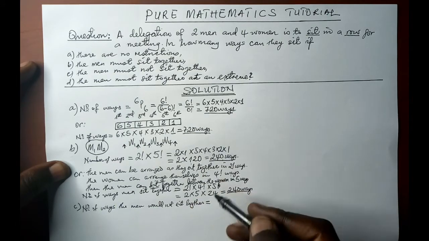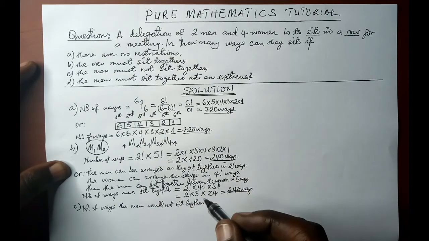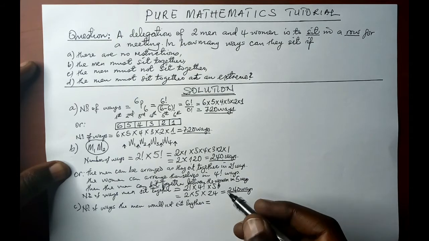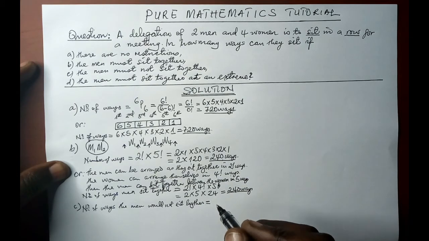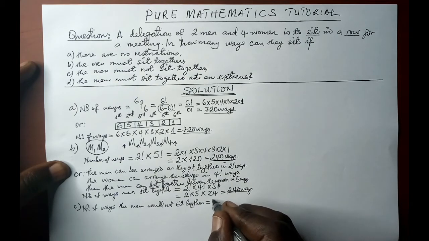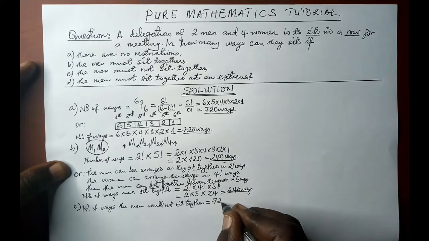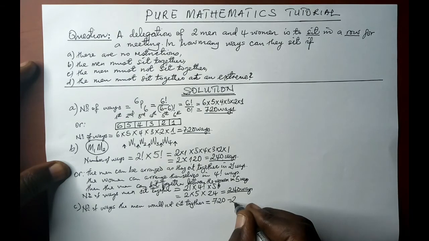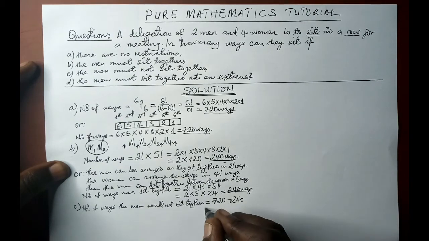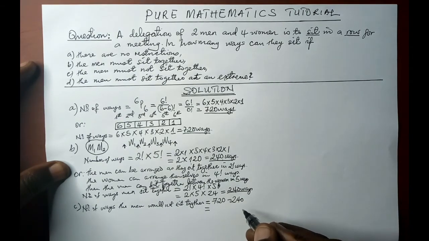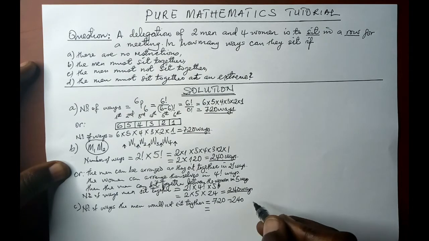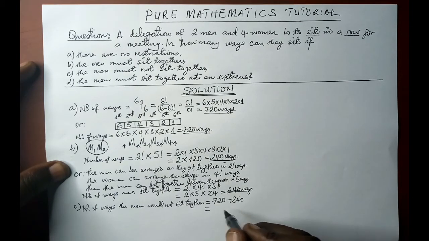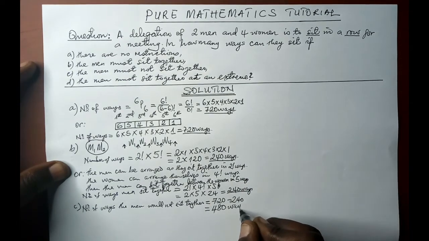So when you do that subtraction, you will get the number of ways that the men can sit without being together. So we have 720 minus 240, which gives 480 ways.